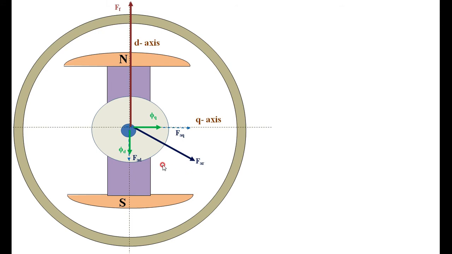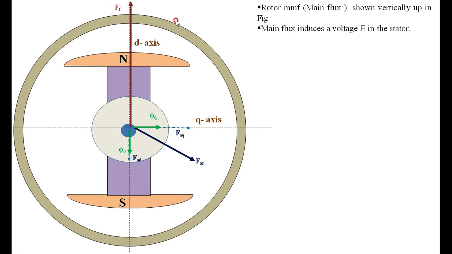Then, we know that whenever a flux is produced, it produces its own EMF. Because of phi q there is EAQ, and because of phi d, that is EAD. The voltage because of phi q is EAQ, that is the armature EMF, as I am calling it afterwards. Because of phi d, there is a voltage EAD. Okay, that I am explaining here.